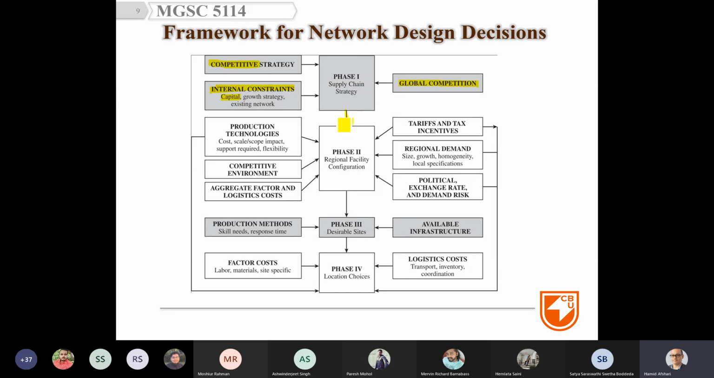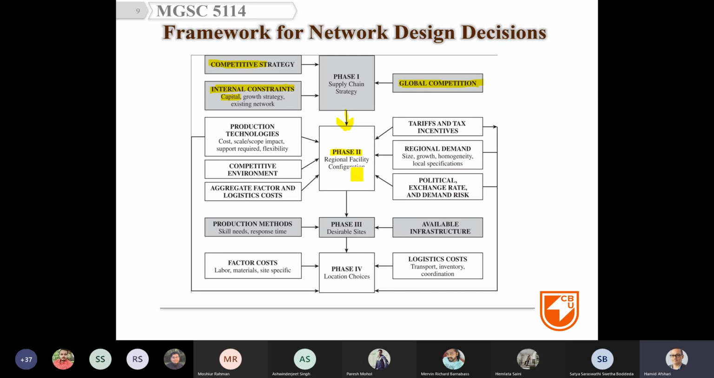Okay, so if you mix these three inputs, then you will have one output. What is your output? So the output of phase one is a clear supply chain strategy. So what you want to do, how you want to design your supply chain to respond to all of these factors: competitive strategy, internal constraint, and global competition. Then you will enter to phase two. Phase two, we call it regional facility configuration.